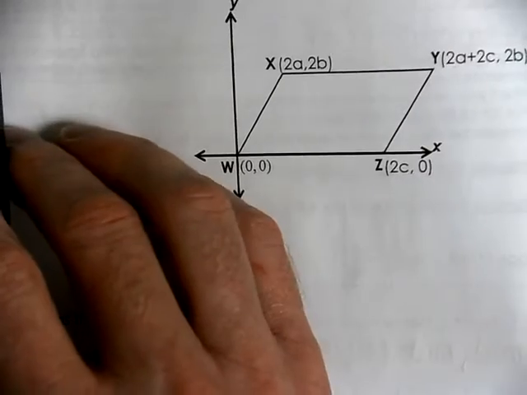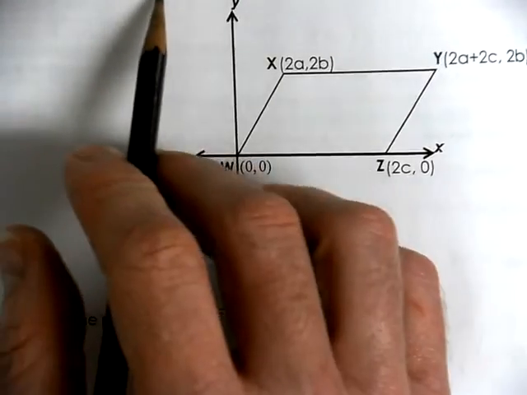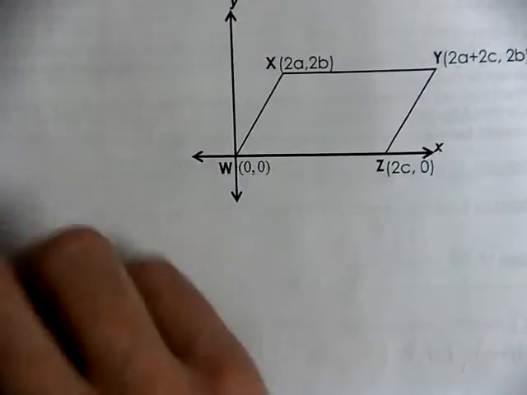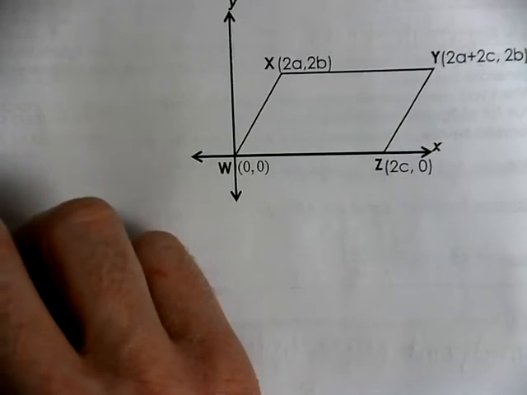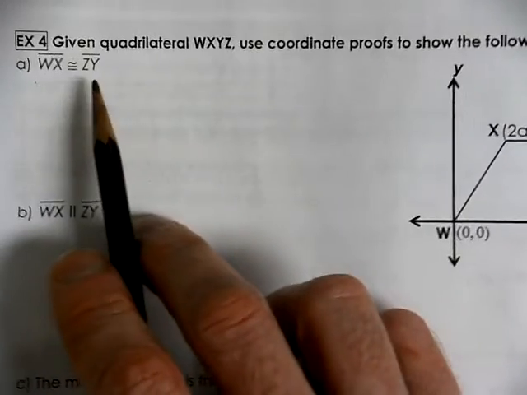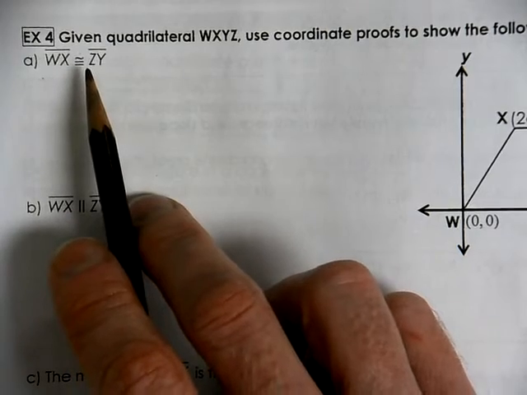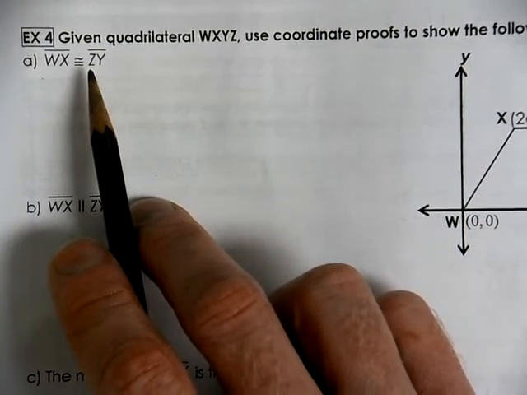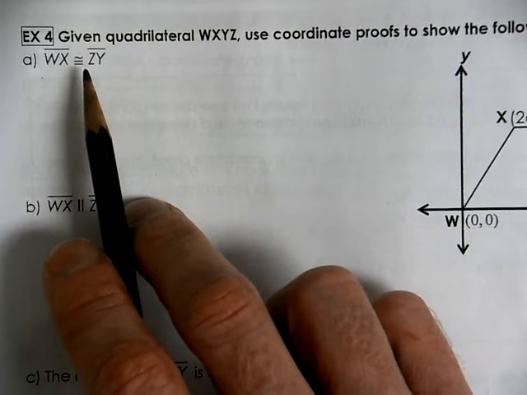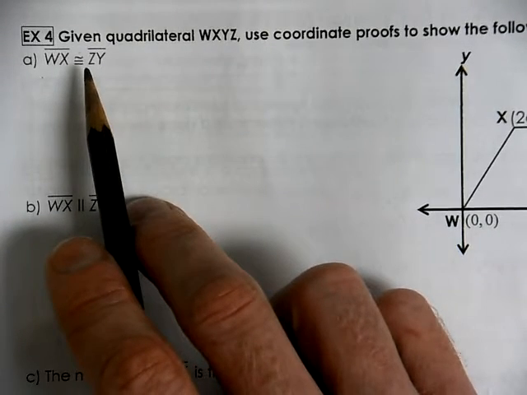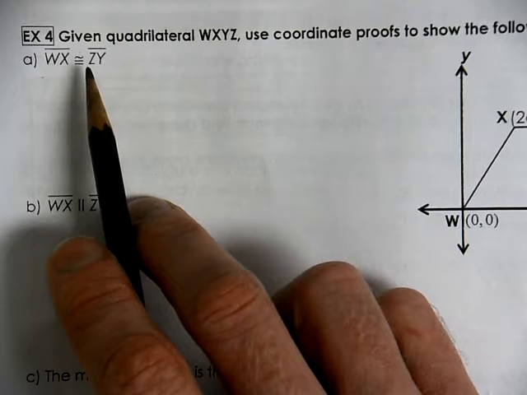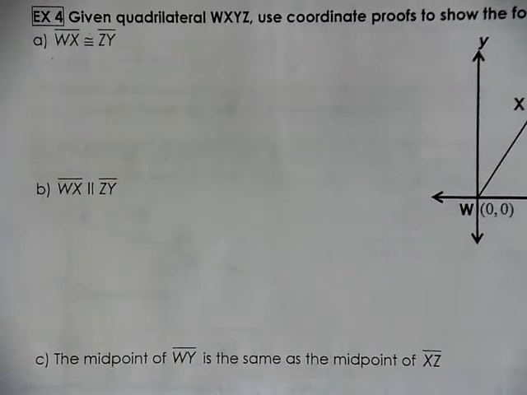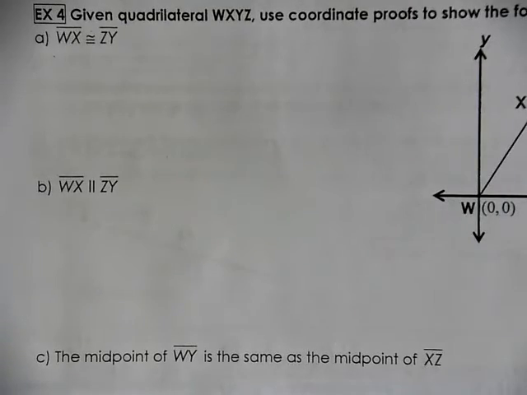So, given quadrilateral XYZ, use the coordinate proof to show the following statements are true. We're going to show these two segments are congruent to each other. So think, what does it mean to be congruent? Is that a midpoint? Is that a slope? Is that a distance formula? What is congruent going to be? Congruent is about length.